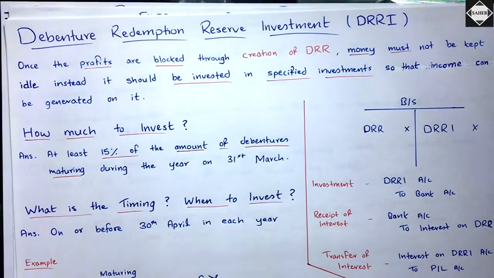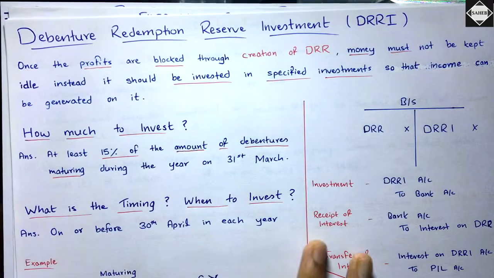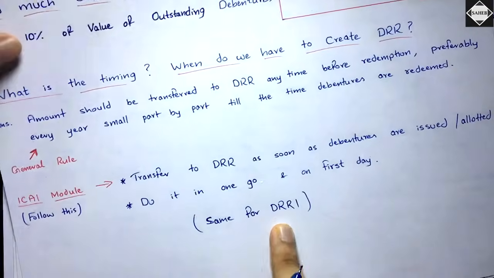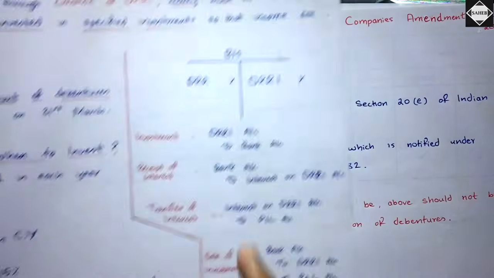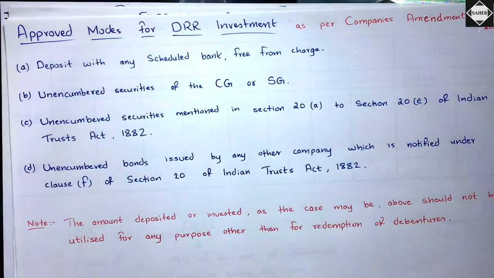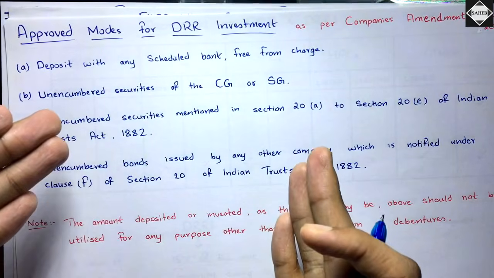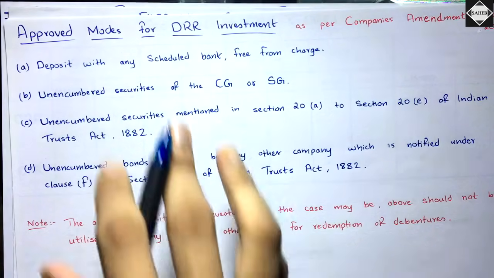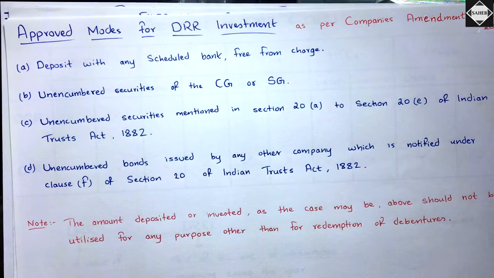And then we understood the concept of DRRI, debenture redemption reserve investment, how much we have to invest, and what is the timing when we have to invest. But what we're going to do, we have to follow the ICI module, create the DRRI also in the beginning only. Is that okay? Right. And then we also saw the journal entries of DRI, and then where to invest. That's also important, not from the solving part, but it's important from the theory part. So these are the securities where we can invest to create the DRI.